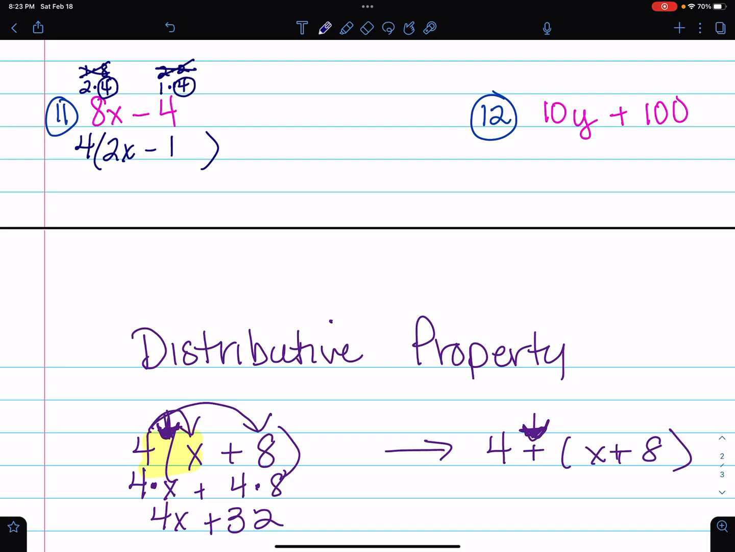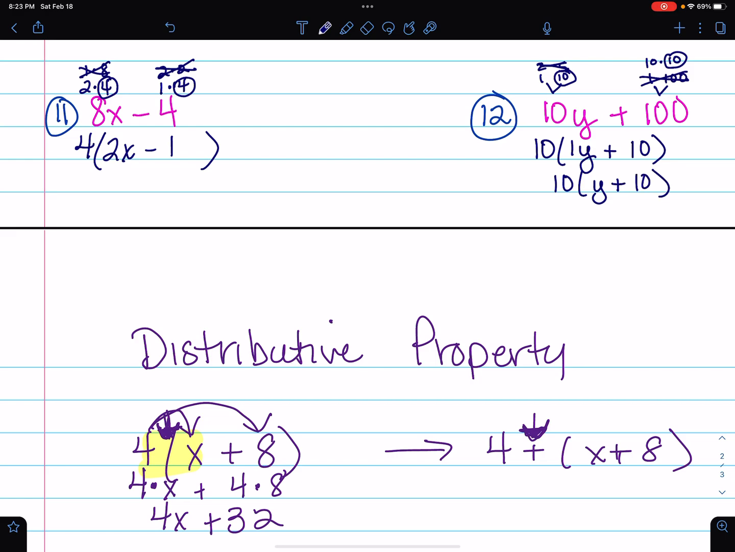Number 12, list your factors: 1 and 10, 2 and 5. 1 and 100, there's going to be a lot. So let's go with 10 times 10. Obviously, we're going to go with this 10 right here and this 10 right here. So I'm pulling out the 10, the 1y left over, plus the 10 times 10 that makes 100. So the final answer is 10 times the quantity y plus 10.